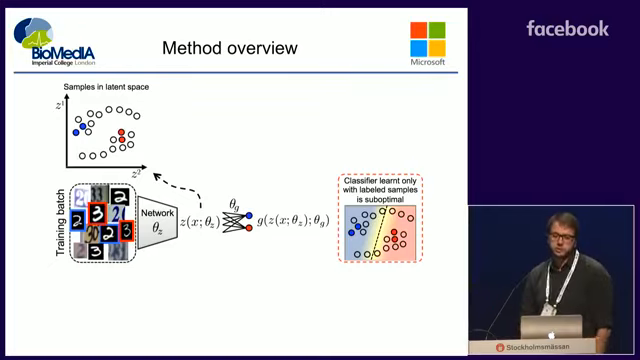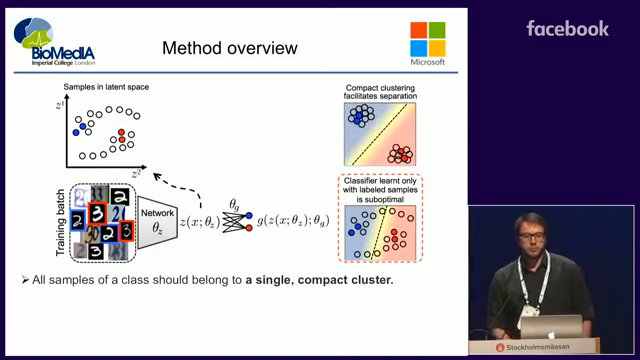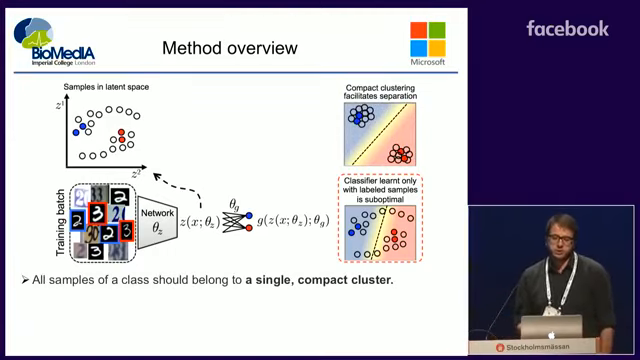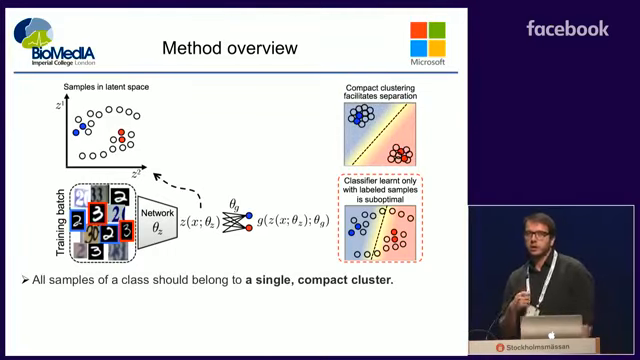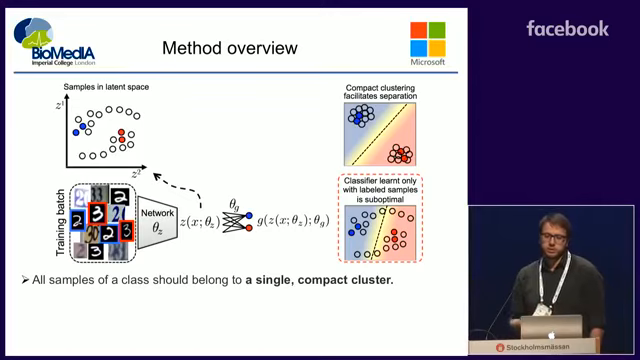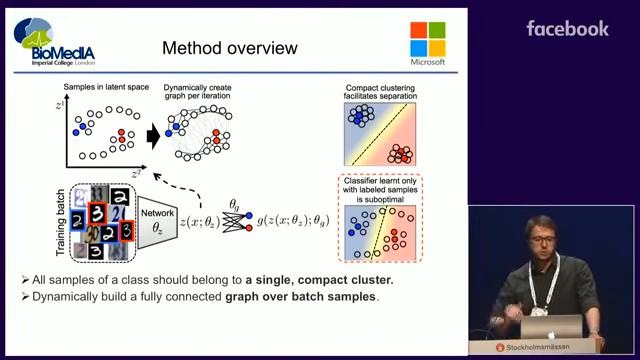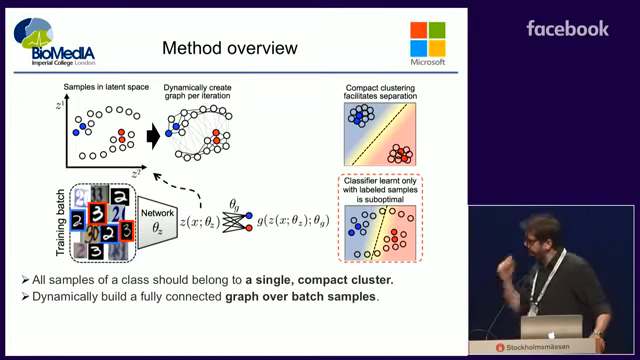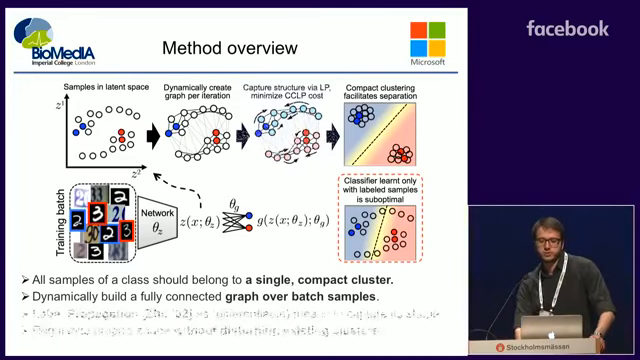and we're going to learn it with a neural network. But to do that, we're going to enforce a further constraint. We're going to enforce that every sample that belongs to a class, all of them of the same class, should form a single compact cluster in the feature space. And we're going to enforce this by creating dynamically a graph at every iteration of SGD, to capture the structure of the manifold in the latent space of the neural network.